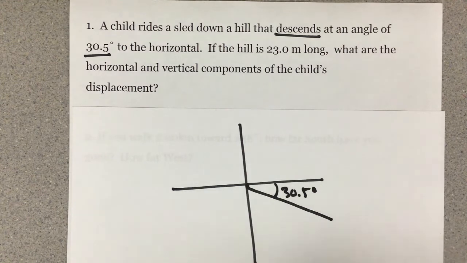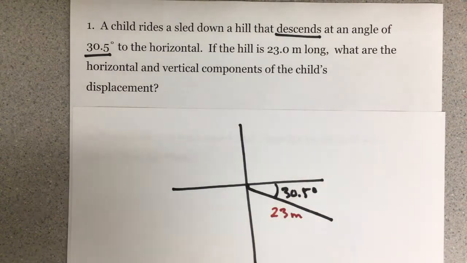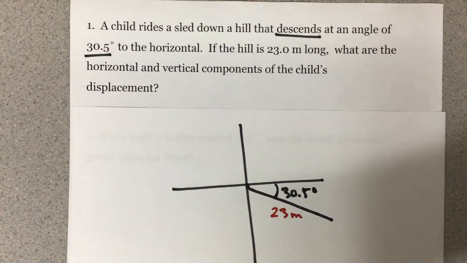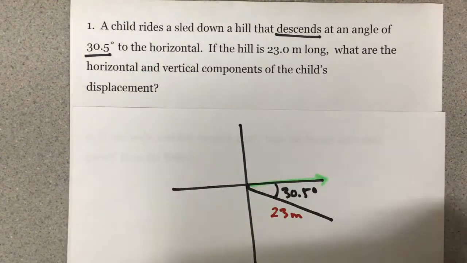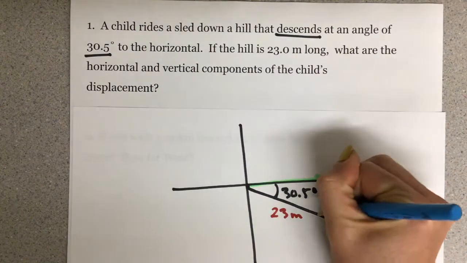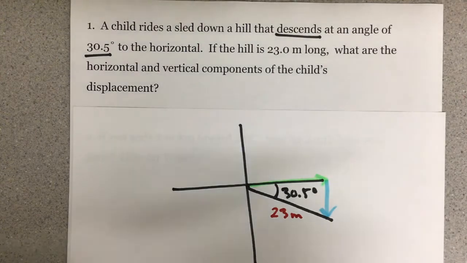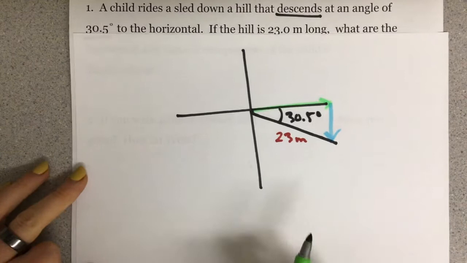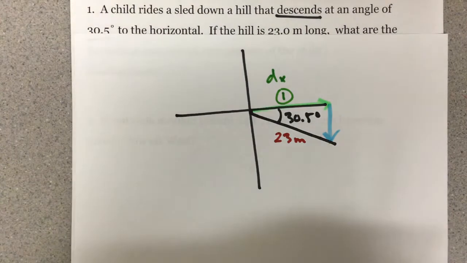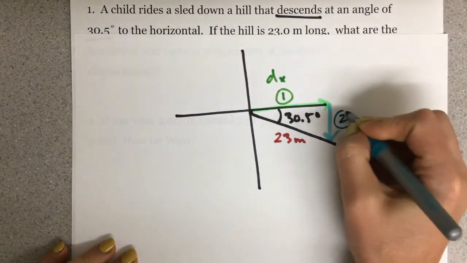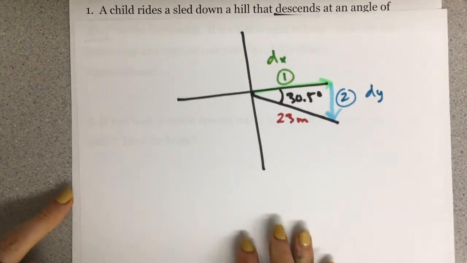If the hill is 23 meters long, so here's the hill. If the hill is 23 meters long, what are the horizontal and vertical components? Well, my horizontal component is this way, and my vertical component is this way. So we're creating a triangle again here. And in order for us to find this, we have to kind of work backward. So let's go ahead and start with this side right here. This is going to be my distance in the x direction. I'll do the second. This is my distance in the y direction. Okay, I'm going to do this one first. So here we go.